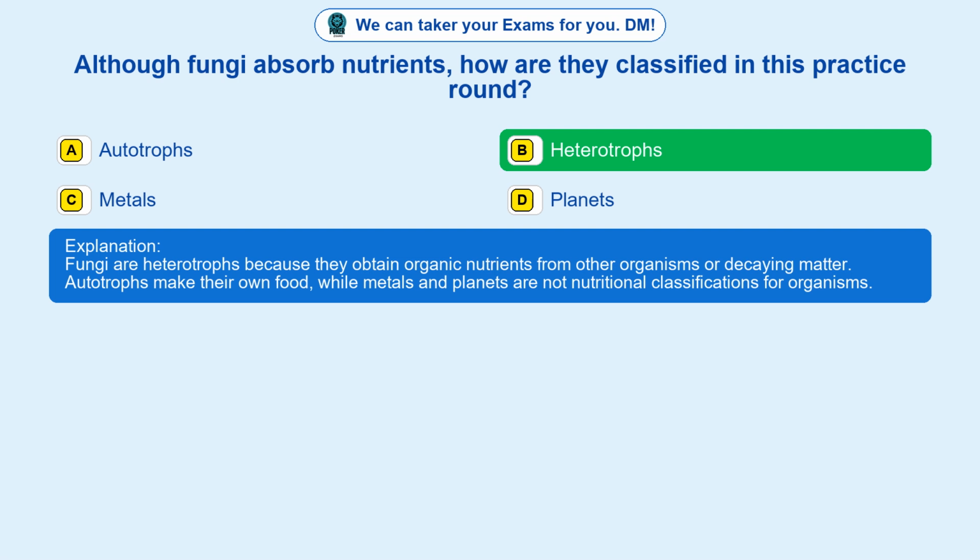Autotrophs make their own food, while metals and planets are not nutritional classifications for organisms.